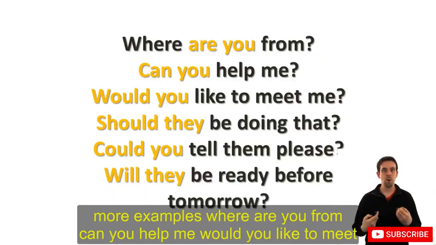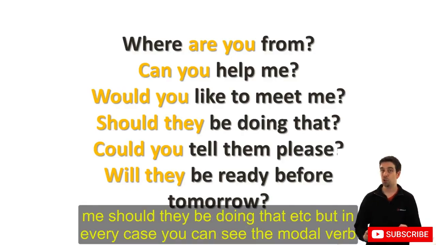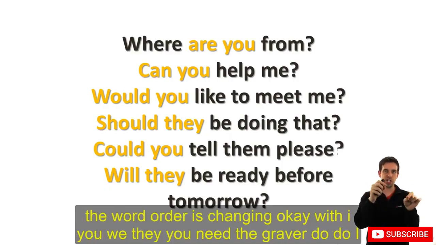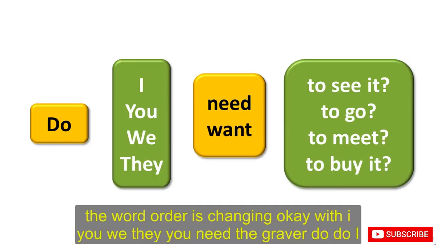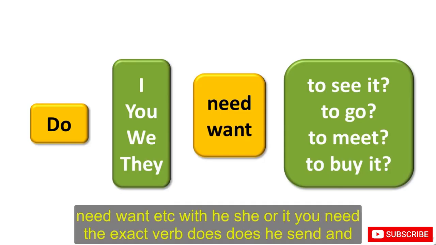Here are more examples. Where are you from? Can you help me? Would you like to meet me? Should they be doing that? Etc. But in every case, you can see the modal verb, the word order is changing, okay? With I, you, we, they, you need the auxiliary verb do. Do I, need, want, etc., right?